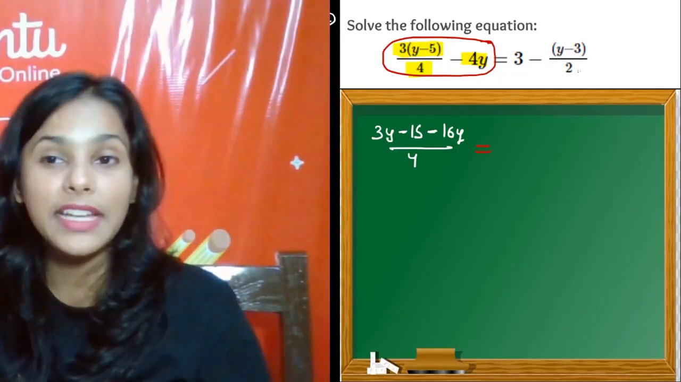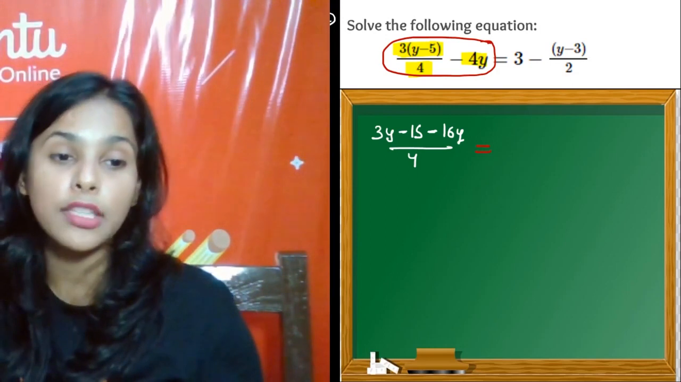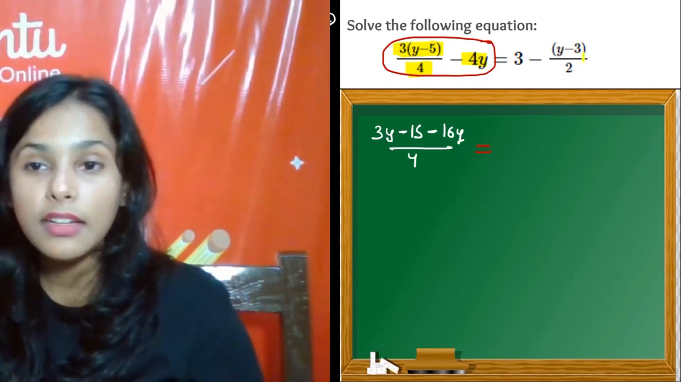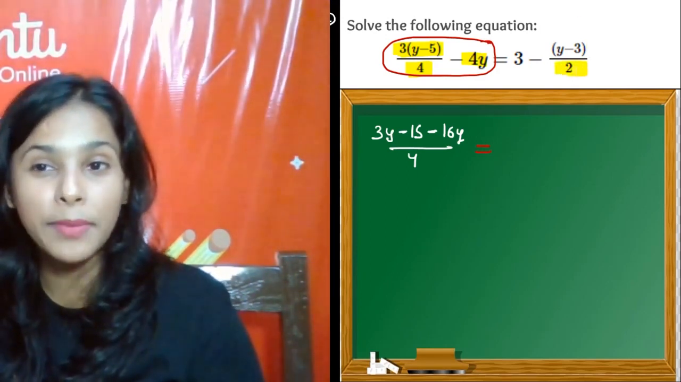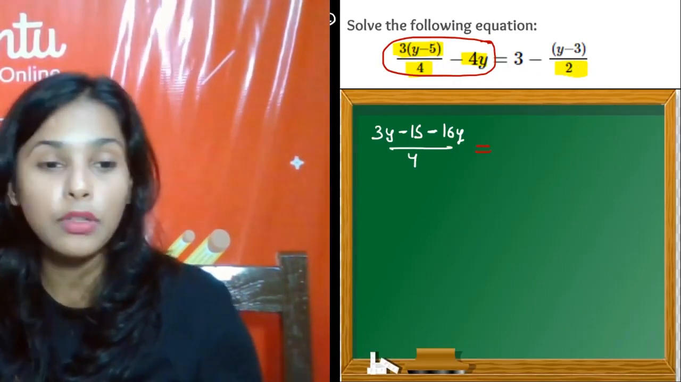RHS is equal to 3 minus y upon 2. Now you have to quickly take the LCM and solve this question. So can you see here? Yes, we have 2 in the denominator. So taking 2 as the LCM, we are going to solve this question quickly.